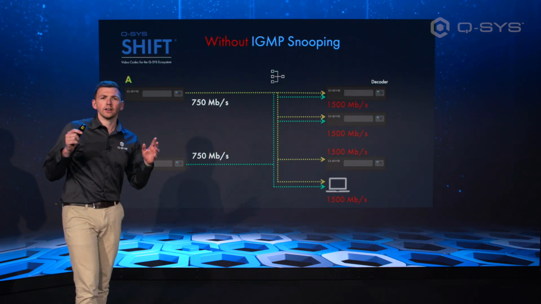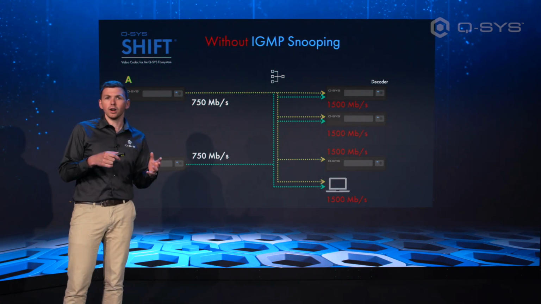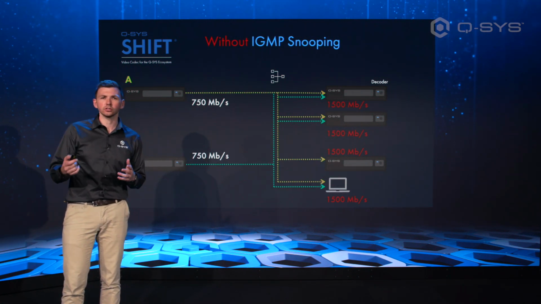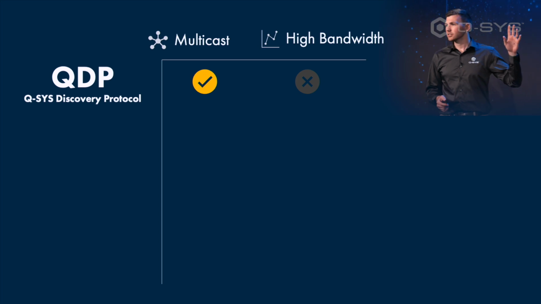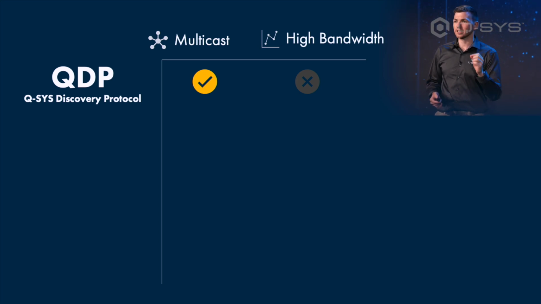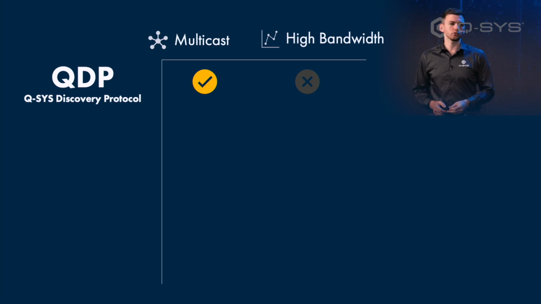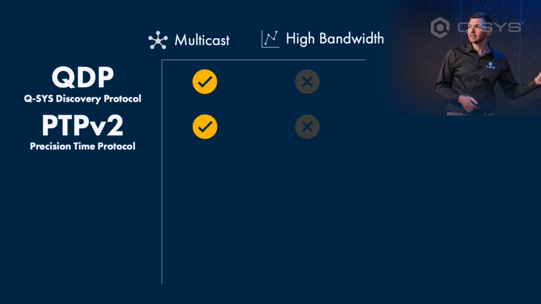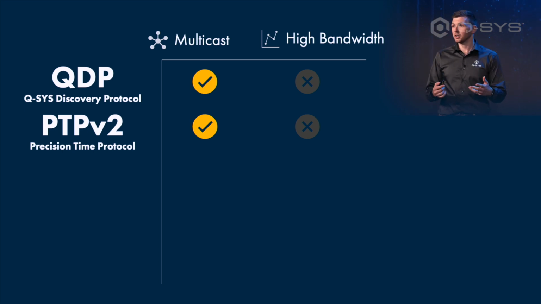So let's look at all the multicast we might come across and how it works in terms of what's multicast and also what's high bandwidth. So here, if we start with QDP, which we already looked at, it's multicast. It's not really that high bandwidth. It's 1 packet per second, and each packet is just like, hi, I'm an amplifier, I'm a Q-SYS core, and this is my IP address. It's really small amounts of traffic. PTP, higher data rate, but still really small packets, so low bandwidth, but it is multicast.